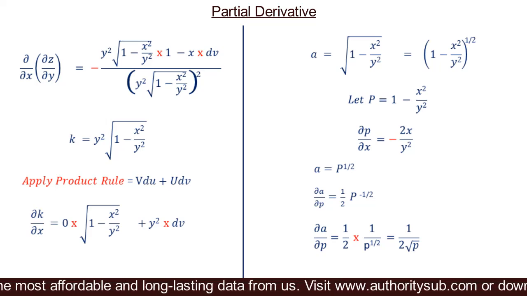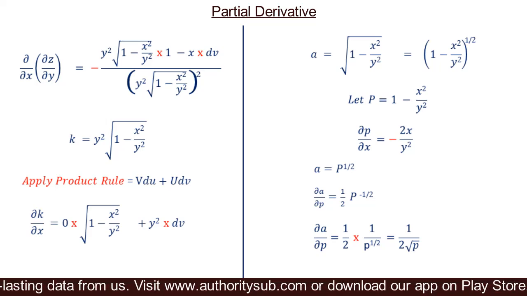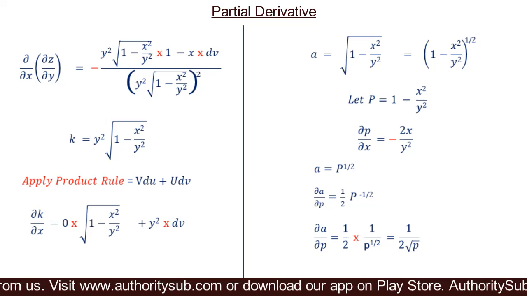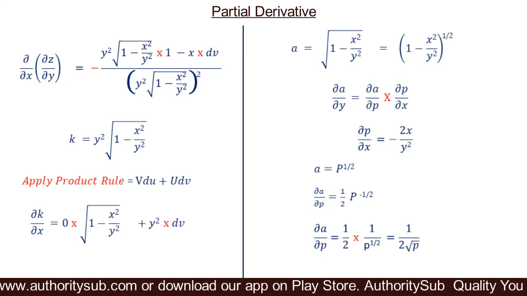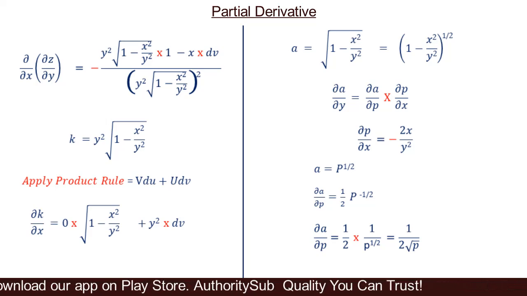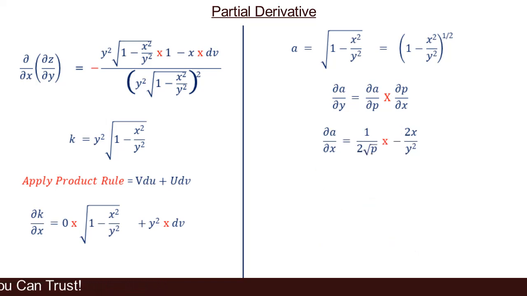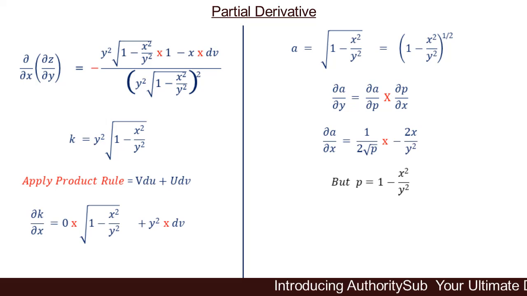Now remember, we are trying to find the partial derivative of a with respect to x. Okay? And we are trying to use chain rule. So chain rule says that the partial a all over partial x that we are looking for is the product of these two derivatives that you just obtained, which is the partial a all over partial x is equal to partial a all over partial p multiplied by partial p all over partial x. We know them. Let's bring them together. Now we see that partial a all over partial x is equal to partial a all over partial p, which is 1 all over 2 root p, times partial p all over partial x, which is minus 2x all over y squared. Remember that p is 1 minus x squared all over y squared.